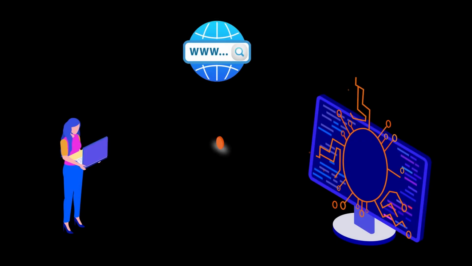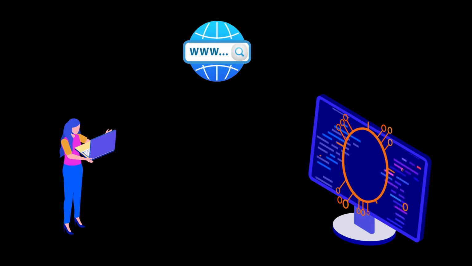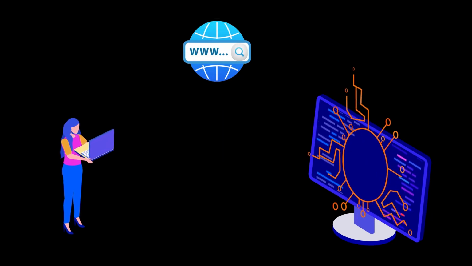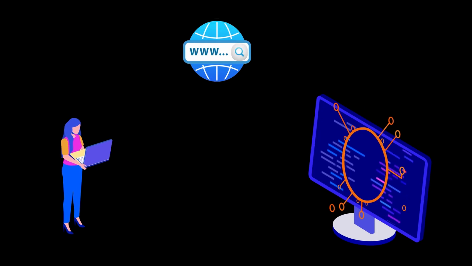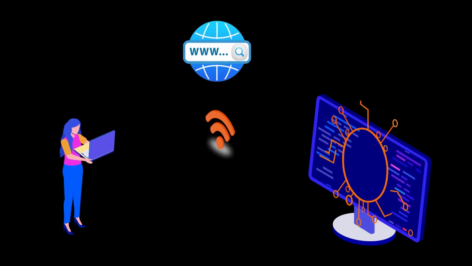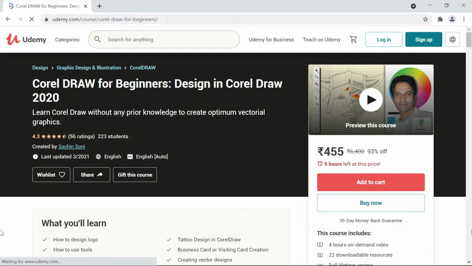The computer communicates with the internet through a computer language called Hypertext Markup Language. It's the short form of HTML, Hypertext Markup Language. I'll give you a quick example. Open any browser. This is the web browser and this is the web page.